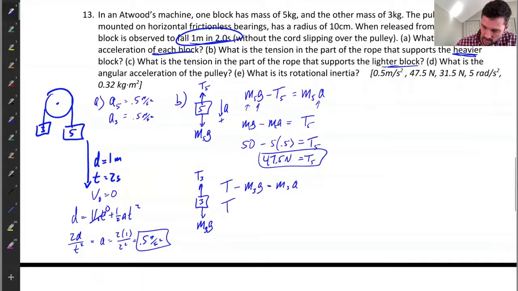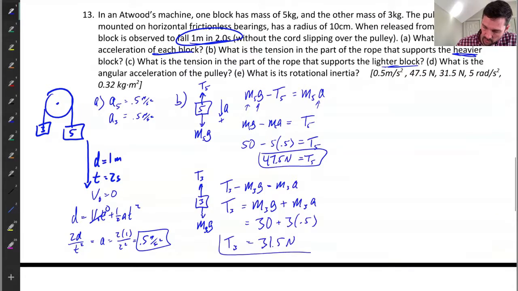The tension on the 3 kilogram object is going to be M3G plus M3A. That's going to be 3 kilograms times 10, 30 newtons, plus 3 times 0.5. So that's 1.5. So that's going to be 31.5 newtons of tension upward on that one.